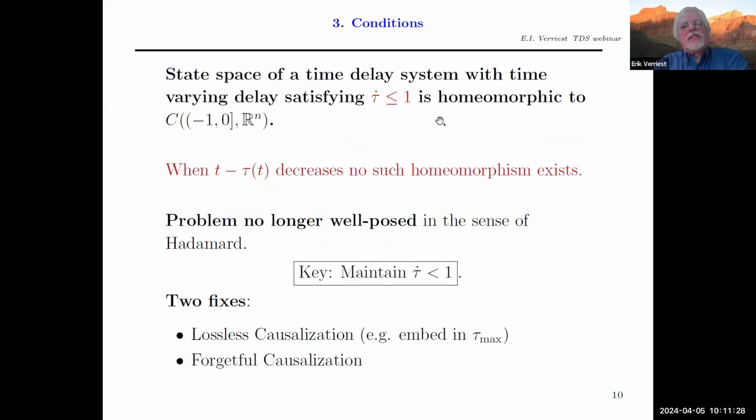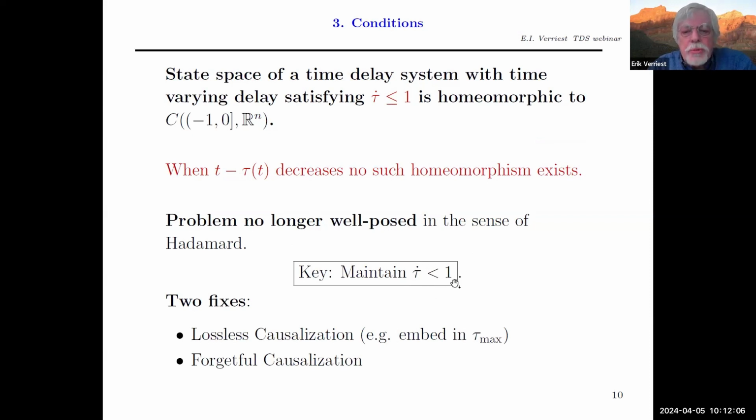Okay, but first let's look further at the time varying delay system when tau dot is less than 1. If that condition is satisfied, then the state space is still equivalent to this simple function state here. And when t minus tau(t) is decreasing, that means when tau dot is larger than 1, no homeomorphism to this form can exist. And so we have shown that the problem is no longer well posed in the sense of Hadamard in this case.